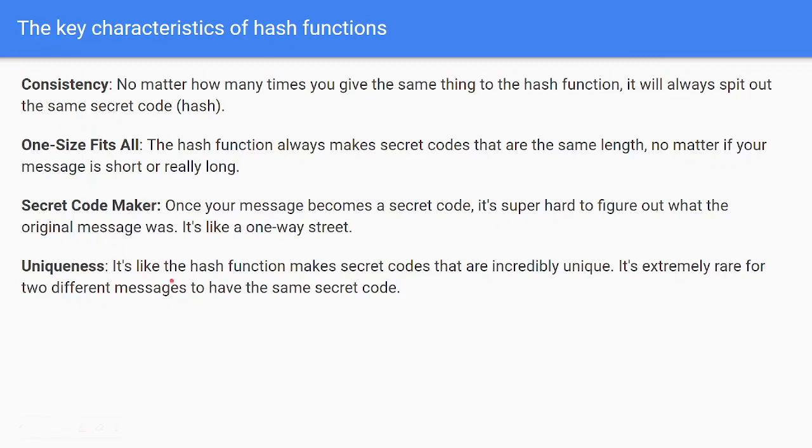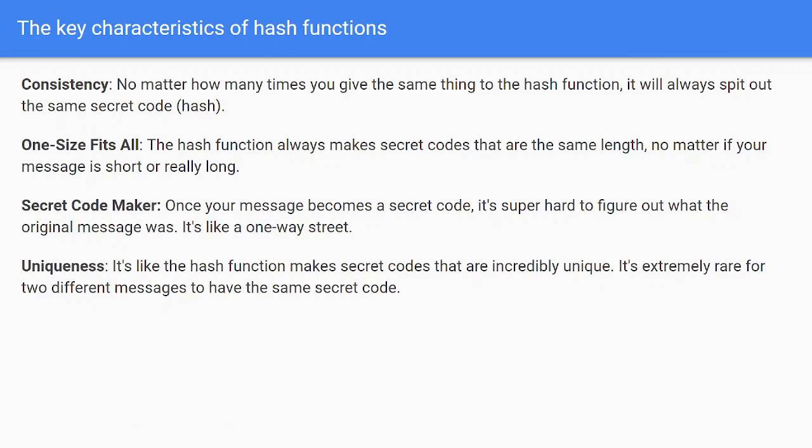Let's say for example I put meet me at noon, and it brings out about 128 characters. If I still write just noon, it will still give me those 128 characters. Do you get? So no matter how long or short your text is, it's going to give you the same length. You get? So the next characteristic is secret code maker.